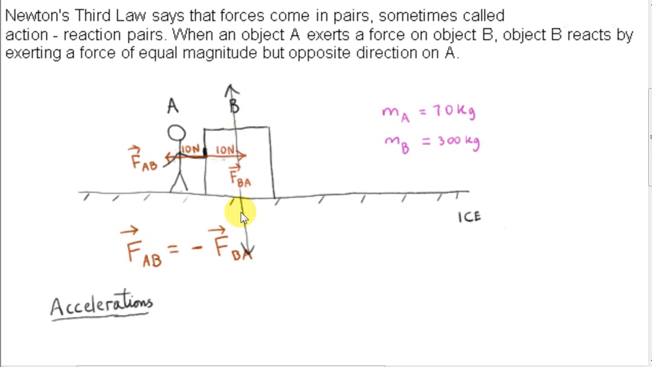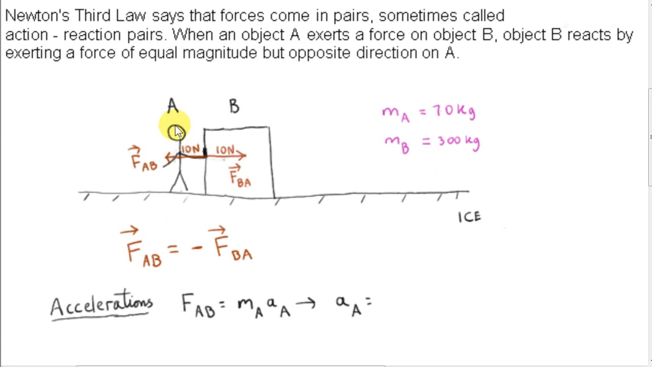The same is true for object A. So these two forces will cancel out for object B, and we can forget about them. The resultant force on object B is a 10 Newton force to the right. And as I've said already, there's no friction force opposing that motion. Similarly, the resultant force on object A is a 10 Newton force to the left. So we can apply Newton's second law.